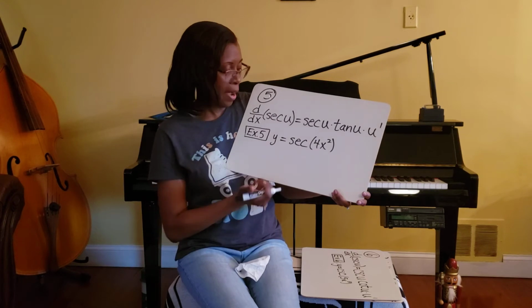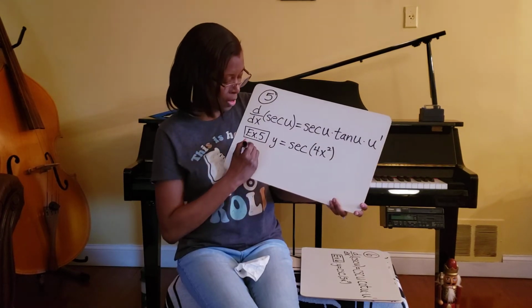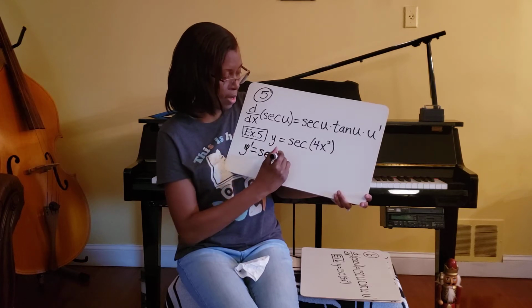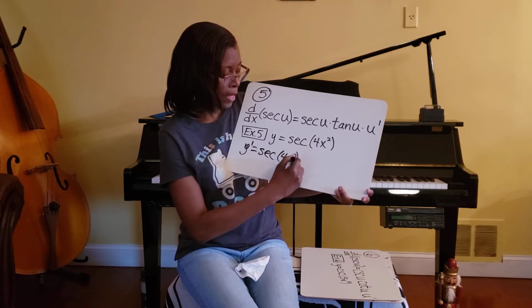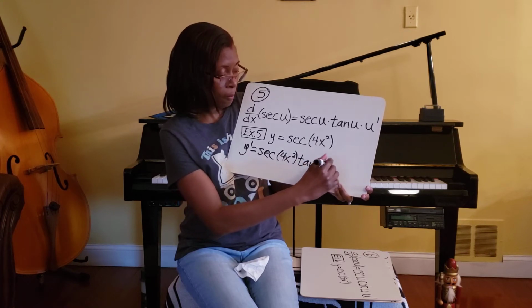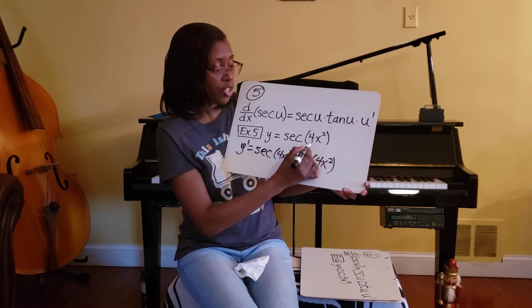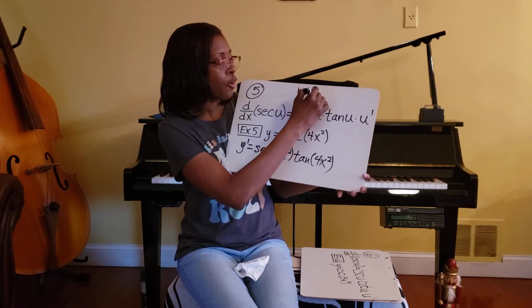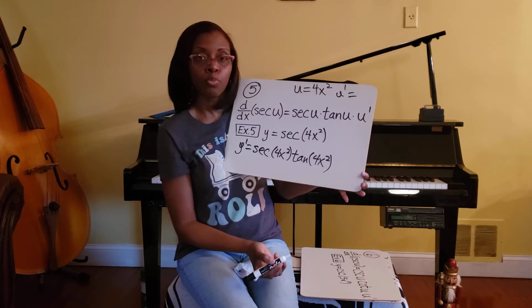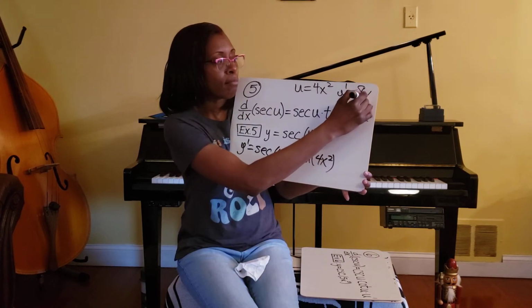All right? So now, if you see secant, our derivative is going to be secant of u, the secant of 4x squared, times the tangent of 4x squared, times the derivative of this u. So if my u is 4x squared, what is u prime, everybody? U prime is 8x. You got it.